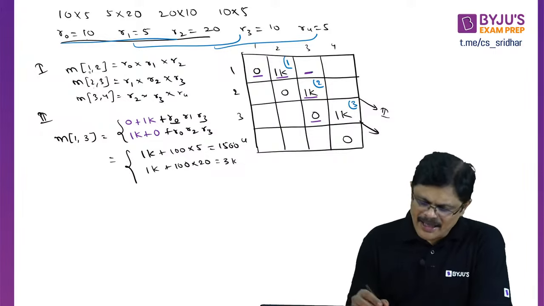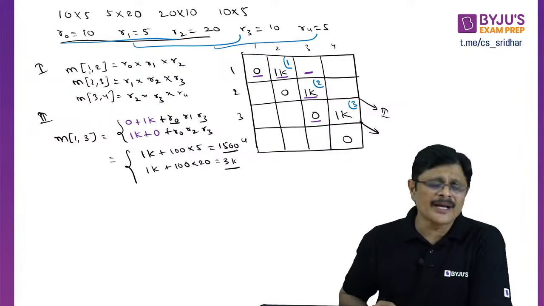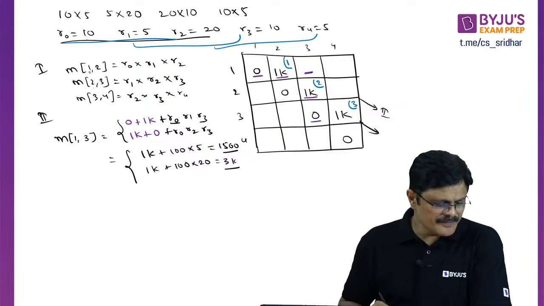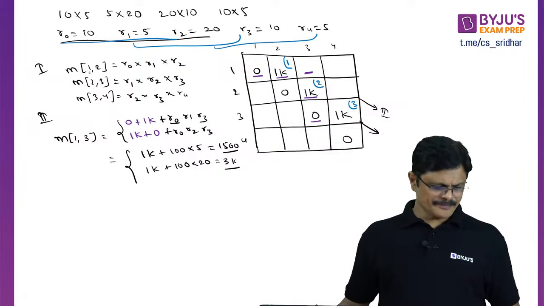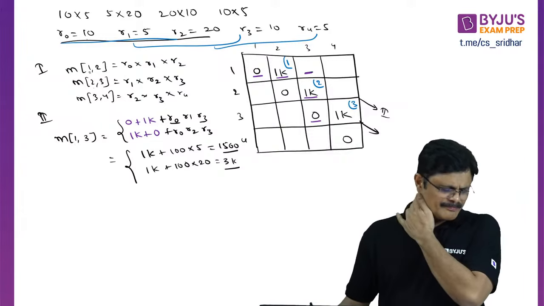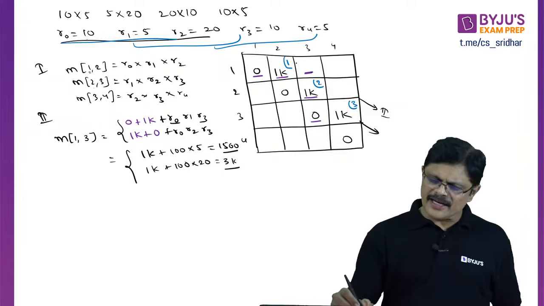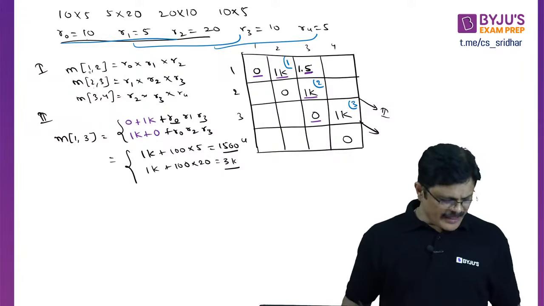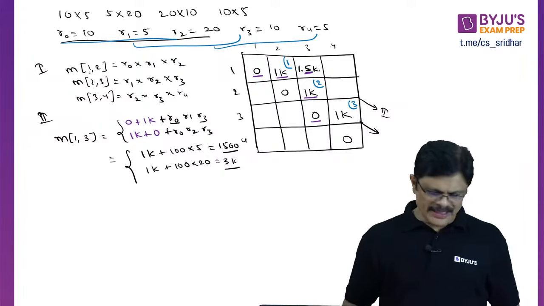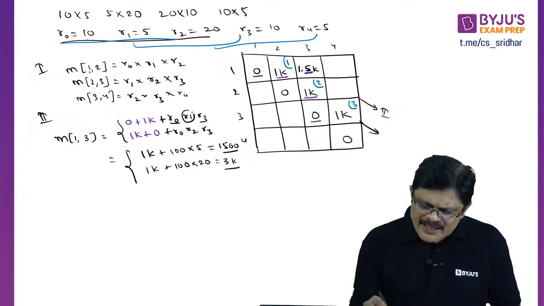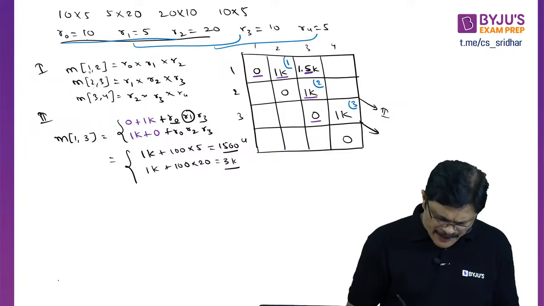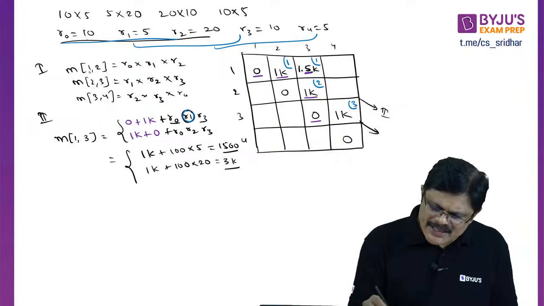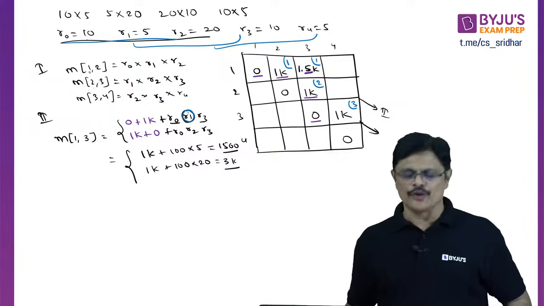Now 1500 and 3K, which one is smaller? Obviously 1500 is smaller. So I write 1.5K for 1500, sir. And here, which value of R is used? R1 is used. So the K value will be 1, sir. So here the intermediate matrix is 1, because R1 is used here. So we write K is equal to 1.